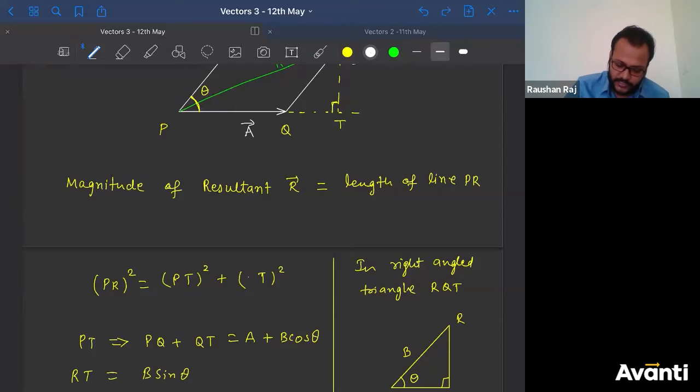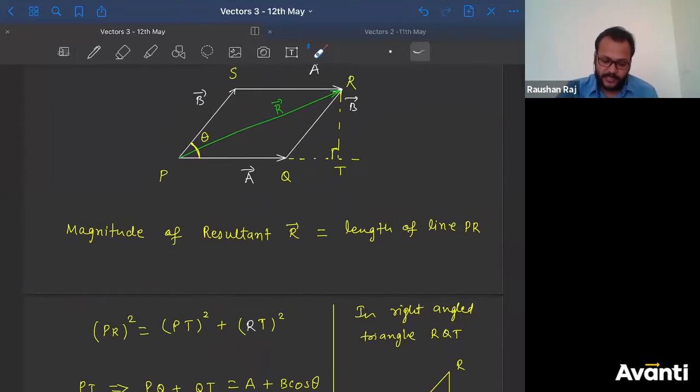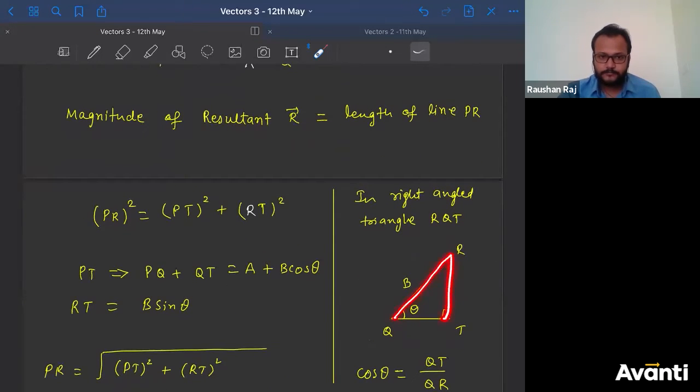No, ठीक है. ये तो सही है. This is correct. Yeah. PT is what? PQ plus QT. PQ is what? A. What is QT? To find the value of QT, I have taken this smaller right angle triangle. Okay? मैंने ये smaller right angle triangle लिया.